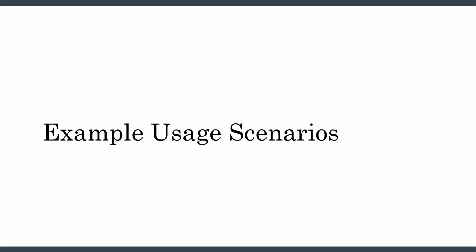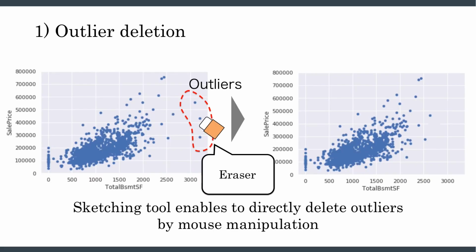Next, we also introduce several usage scenarios of our system. First one is outlier deletion. It is difficult to detect and remove outliers in the text code. However, by using our eyes, we can easily find outlier-like data points and remove such outliers.